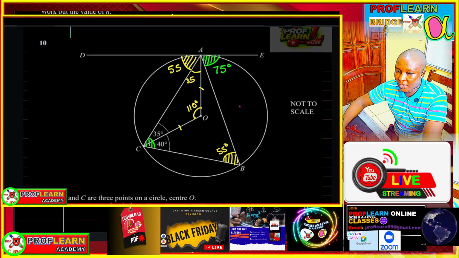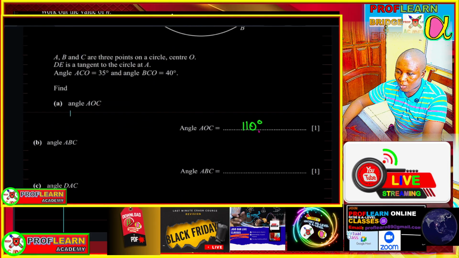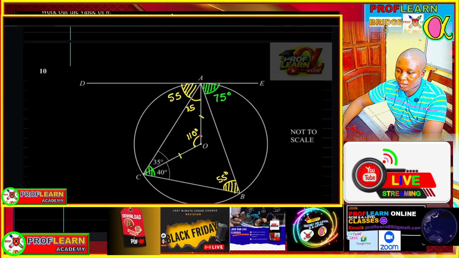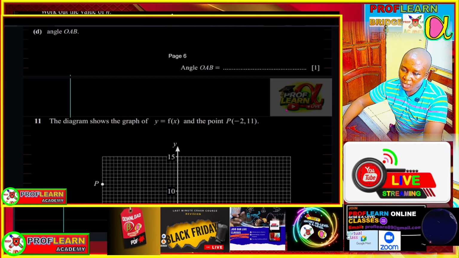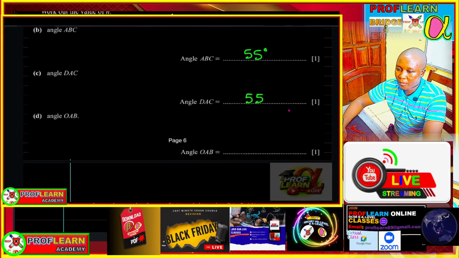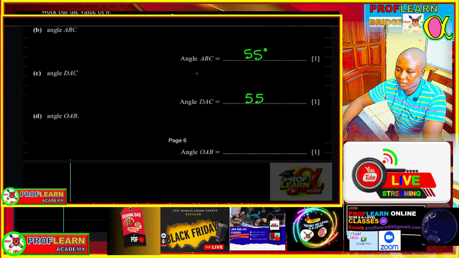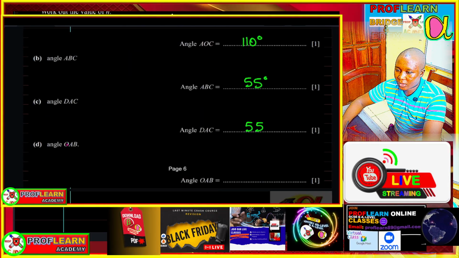Well, I think we've worked out most angles. So this angle is 110. This angle here is 55, and angle DSC, let's see, DSC is 55 as well. Now let's work out angle OAB. In this angle OAB, this is the angle that we are talking about here.